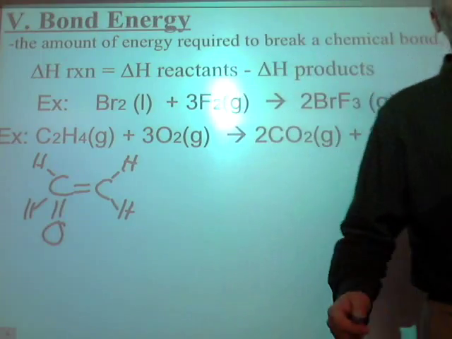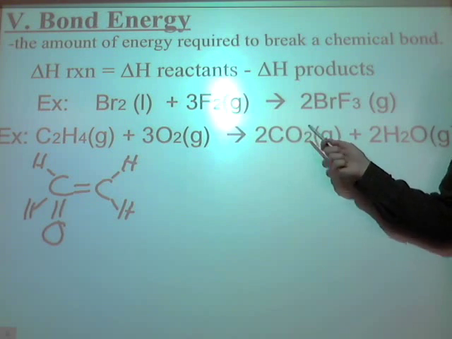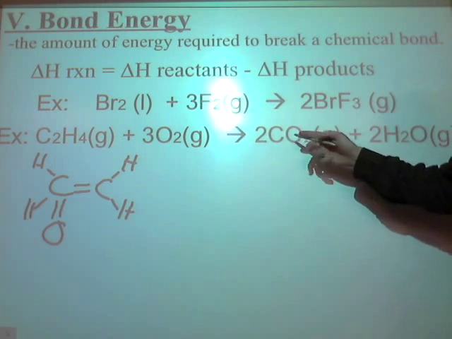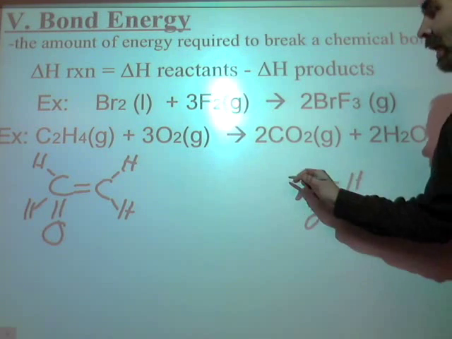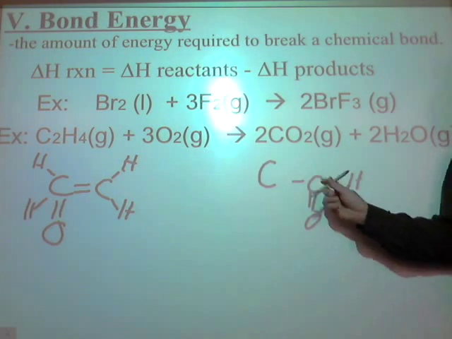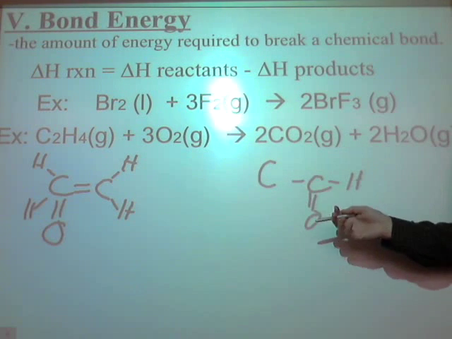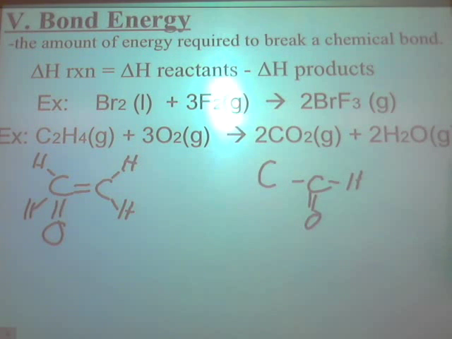The general C double bond O is an average, but the C double bond O in carbon dioxide is not going to be exactly the same as the C double bond O in an aldehyde, okay? Because they're bound to other things which may change the amount of energy it takes to break that bond, and that's why the numbers are not exactly the same.